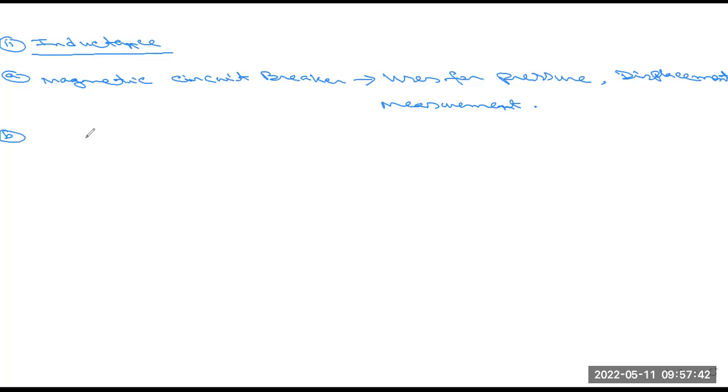Second, this is also reluctance pickup. So using this inductance property, that is the variation of the reluctance or inductance of the magnetic circuit, you can easily change the position of the core of the coil. Okay, so it is basically used for pressure and displacement measurement. These are the same thing.